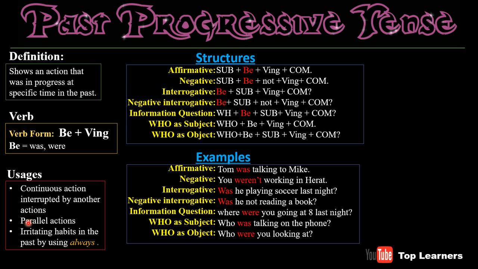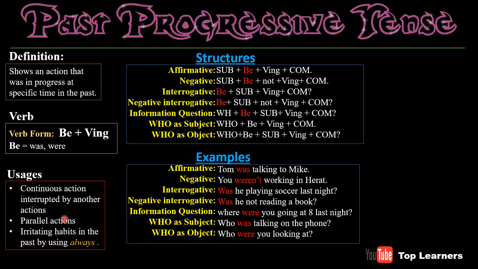And the next usage of past progressive tense is for irritating habits in the past. We can use adverbs like always. For example, we can say, he was always bothering me. She was always talking aloud. And he was always coming late. These are the habits that we call irritating.